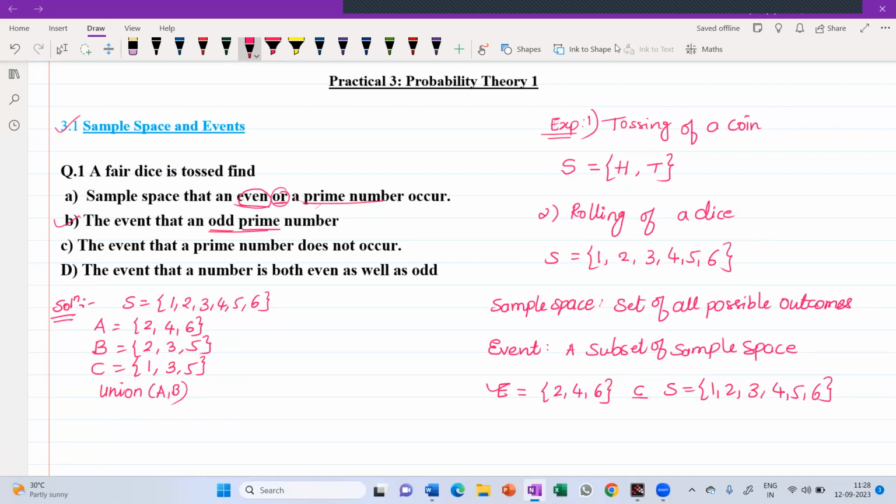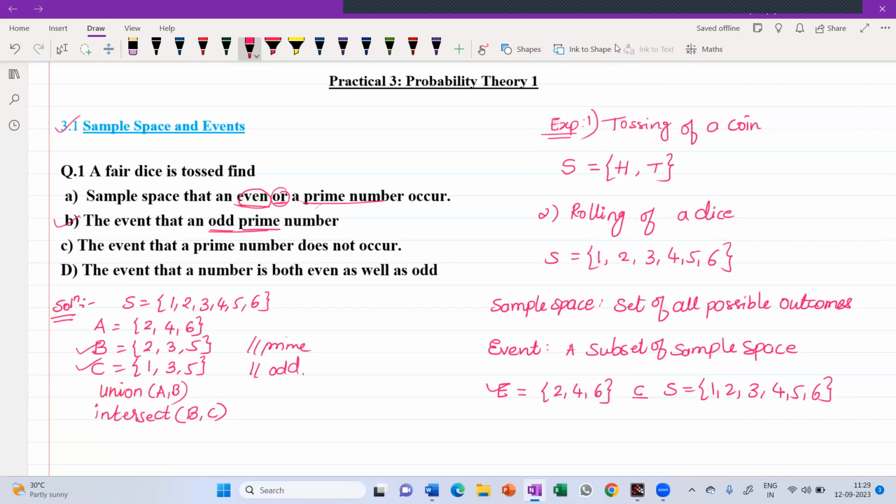So the number should be odd as well as prime. We all know that it is what? Intersection. So intersection of whom? B and C. Because in B we have put all the prime numbers and in C we have put all the odd numbers. So the number should be prime as well as odd. That means we have to find out the intersection of B and C.